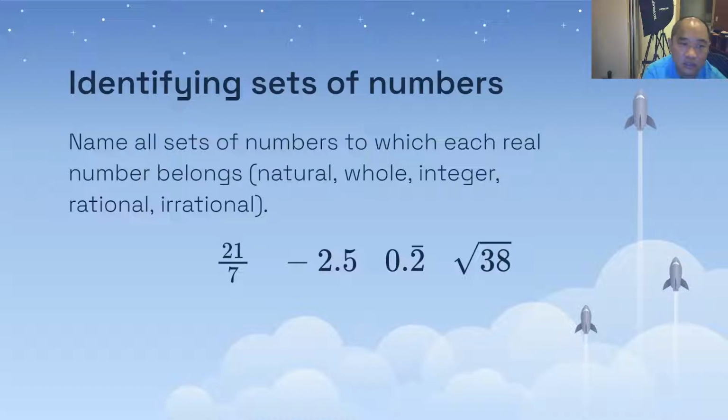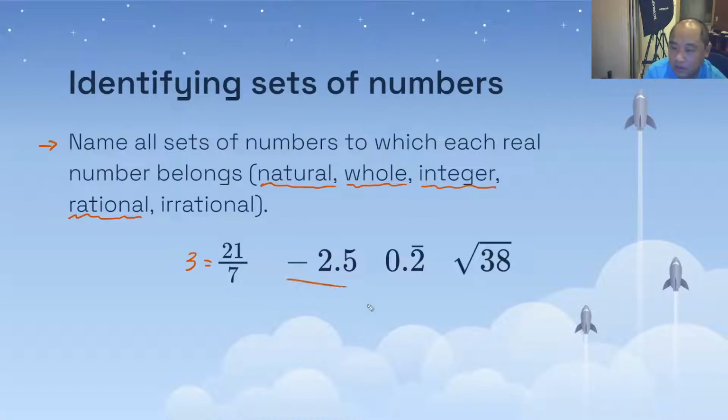So let's take a look at these numbers. Is this a rational number or an irrational number? Or any kind of number. So we'll first start with rational or irrational. And this one is rational because 21 and 7 are both integers. So this is rational. Is it also an integer? Yes, it is, because 21 divided by 7 is 3, right? And 3 is an integer. And in fact, it's also a whole number, and it's also a natural number. So if you were asked to name all the sets, then you would say rational, integer, whole, natural.